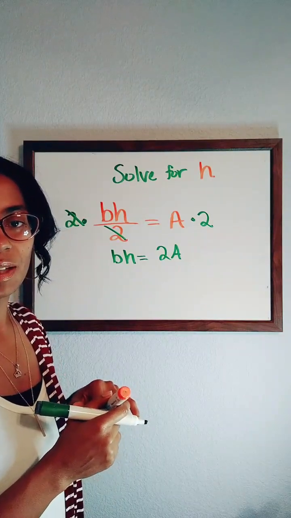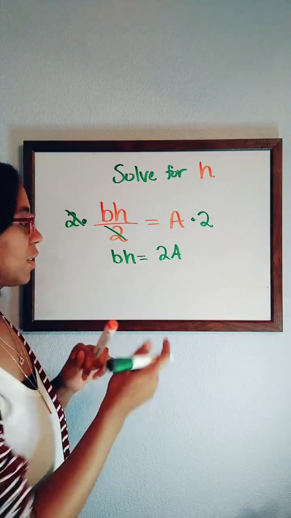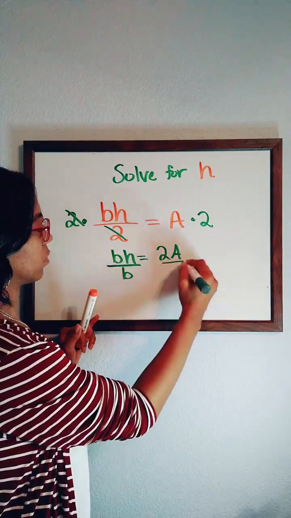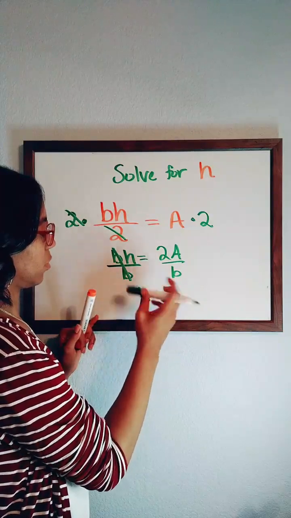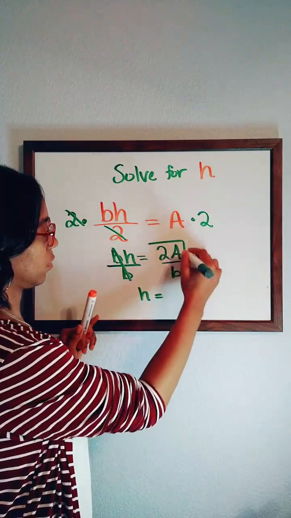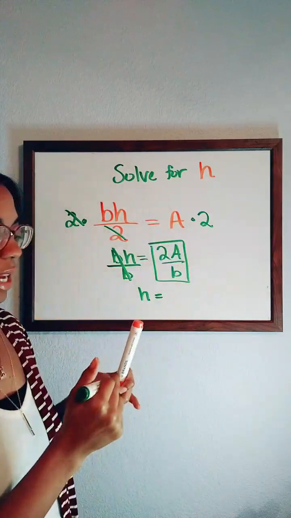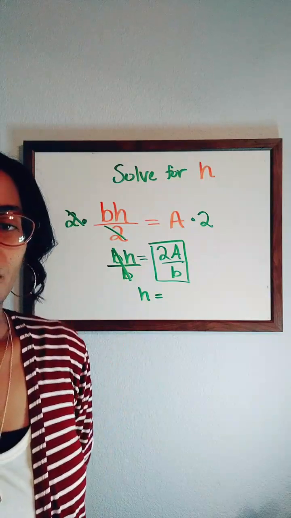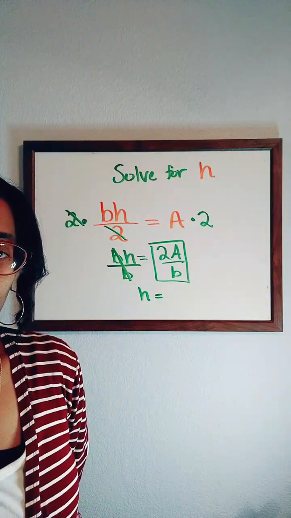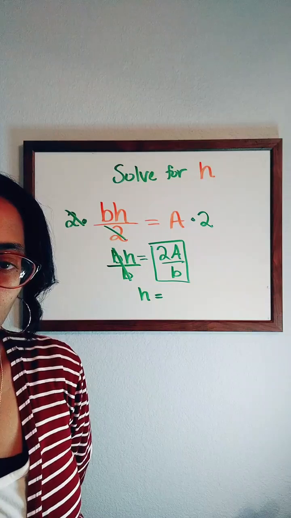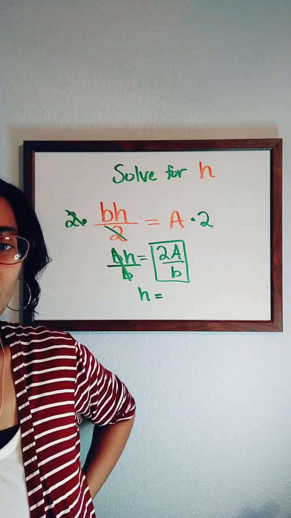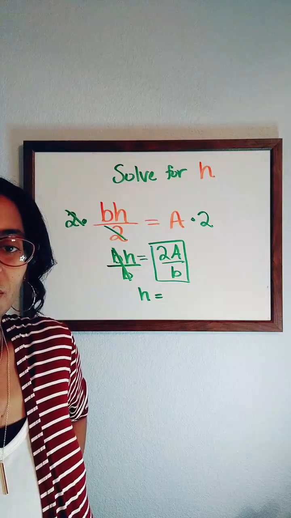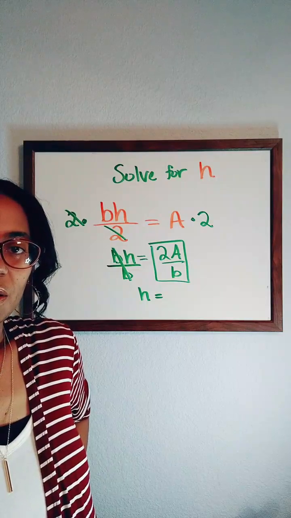So what do I need to do? Divide by B. Very good. 2 times A divided by B. Perfect. Yes, you're going to divide by B on both sides. Yep. Divide by B on both sides. Excellent. Very good.